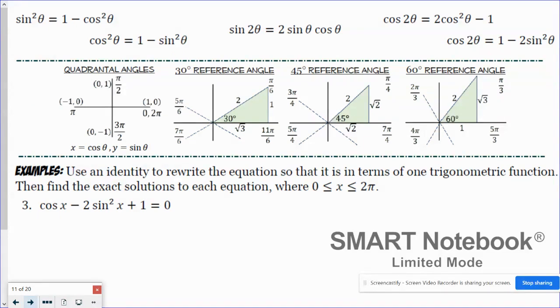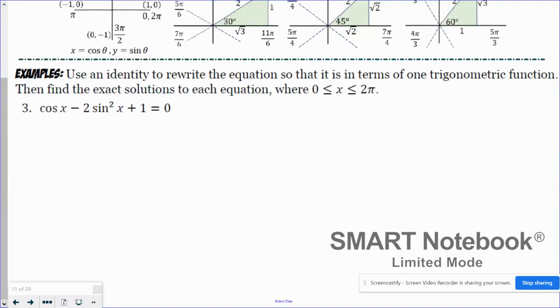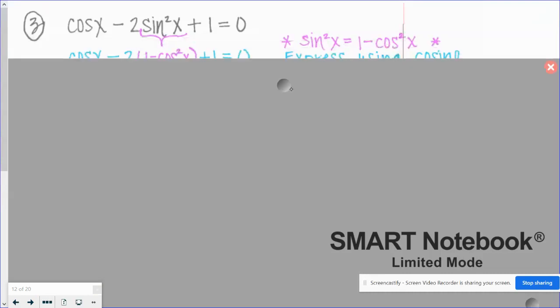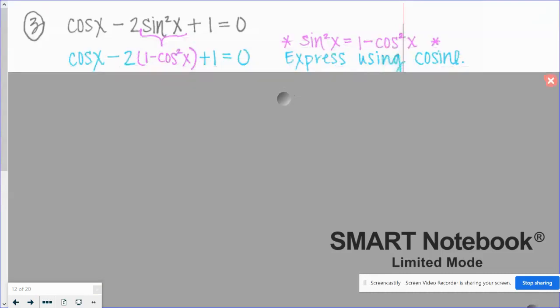Number 3, we have cosine of x minus 2 sine squared x plus 1. I can't do anything about cosine. There's no rewriting cosine when it's all by itself. But I can totally rewrite sine squared x, and so that is what I did. I know that sine squared x is equal to 1 minus cosine squared x. I'm making that substitution. And now look at this equation. It's all cosine, which is totally what I wanted.